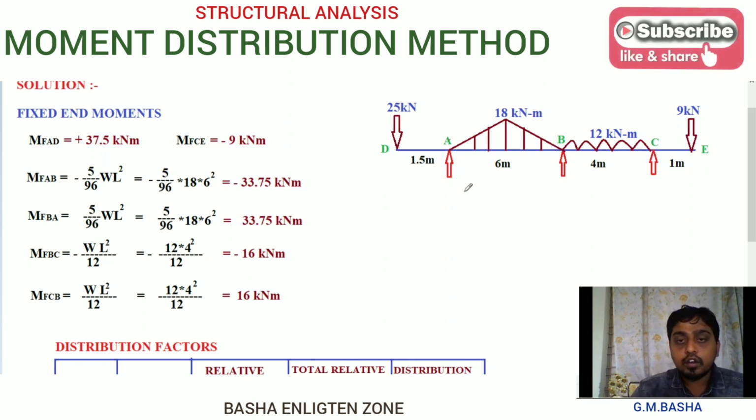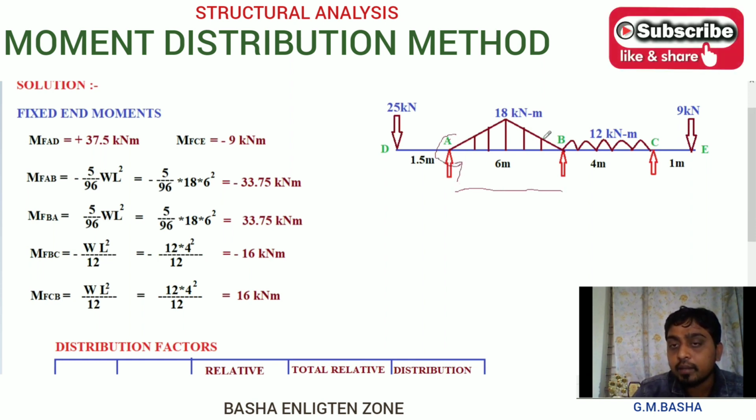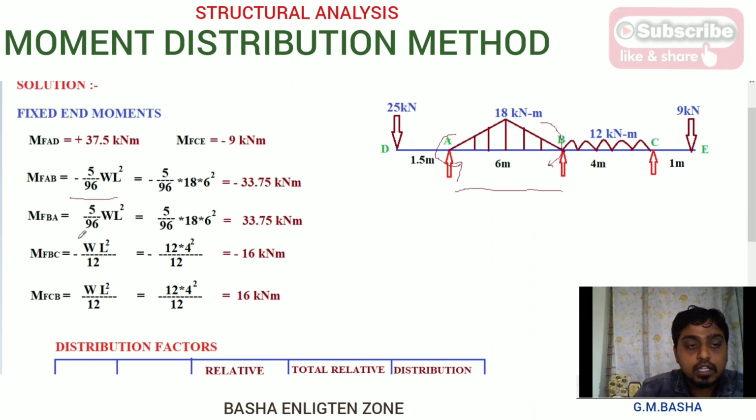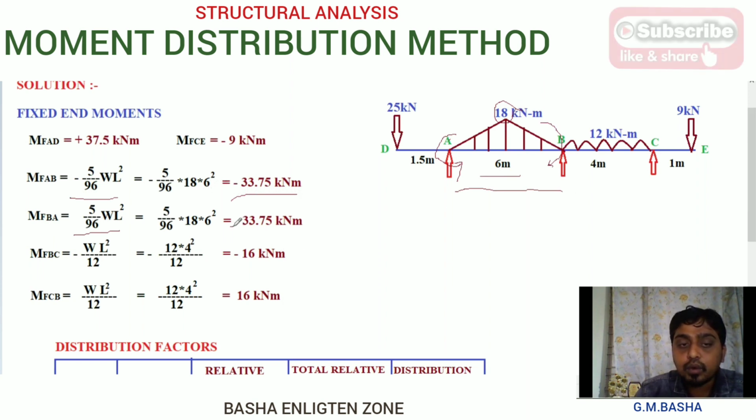Here, I am talking about the fixed moment AB. You will get an anti-clockwise moment at A and a clockwise moment at B. I already explained that formula. That one will be minus 5 by 96 WL square and this one will be plus 5 by 96 WL square, where W is the given load, that is 18, and L is the length of the span. Just substitute the values in the formula, you will get minus 33.75 kilonewton meter. Similarly, for fixed moment BA you will get a positive value, and the entire value remains the same.